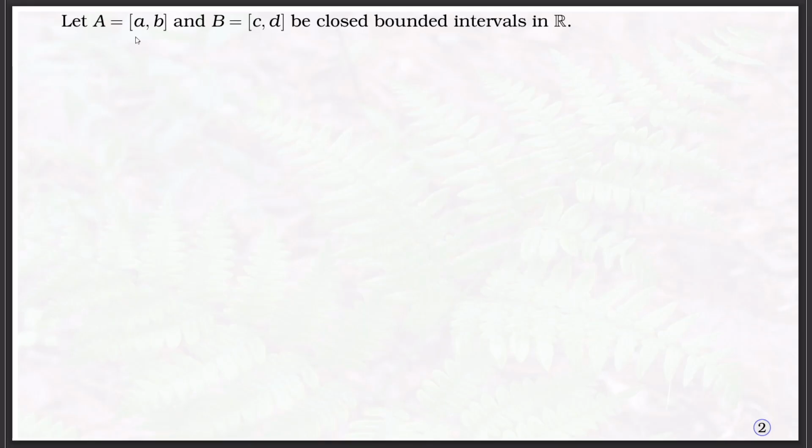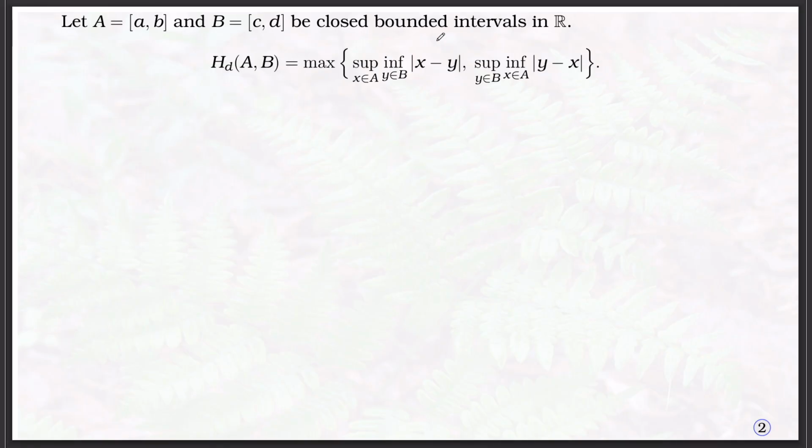Let A and B be closed bounded intervals in R. Then the Hausdorff metric, or Hausdorff distance, is given by the maximum of the distance between A and B and the distance between B and A. The distance from A to B is written here, and the distance from B to A is written here.